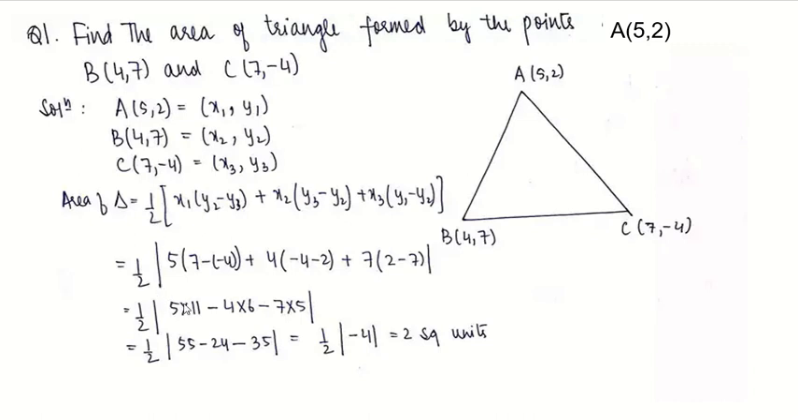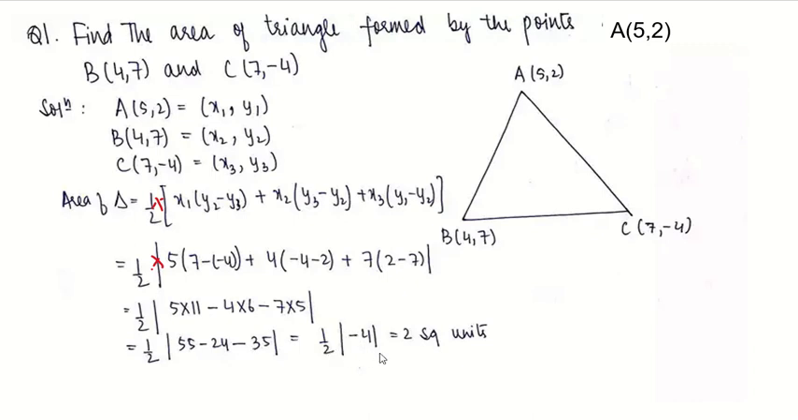Right? So it's nothing but you have to multiply. Half into, don't forget this, it is half into. So 5 into 11 minus 4 into 6 minus 7 into, so 55 minus 24 minus 35. Right? So half into modulus.